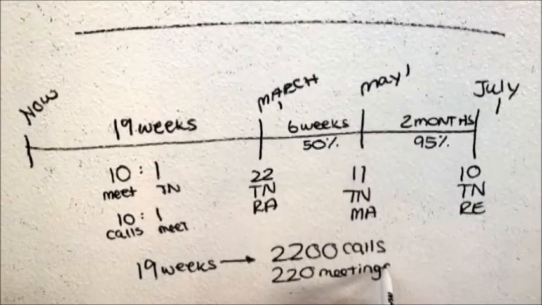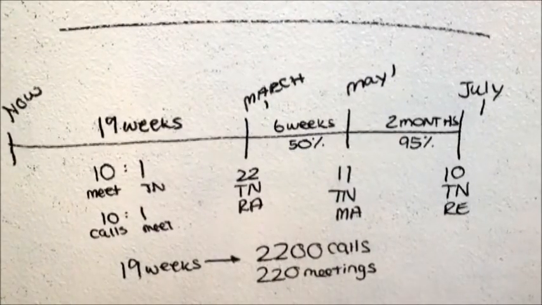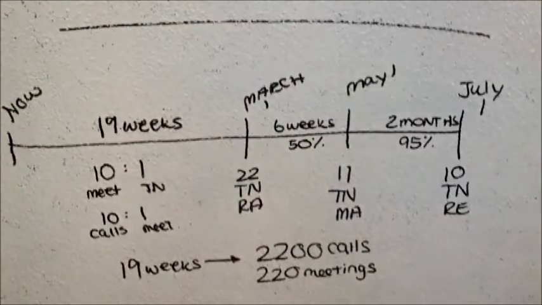For example, if you think your meeting to TN ratio is too high, you may want to educate your members on a subproduct in order to tap into a specific market.